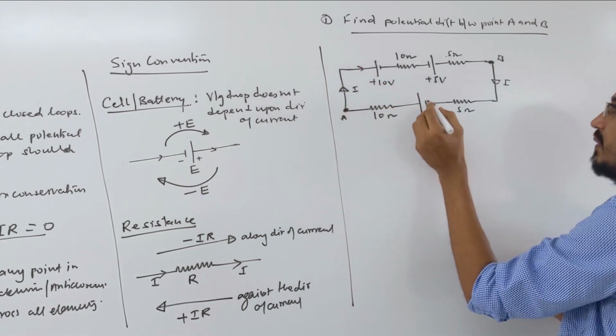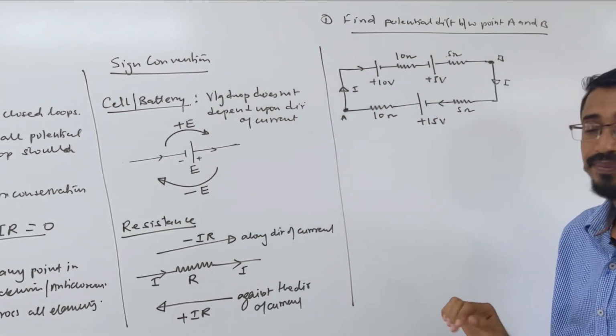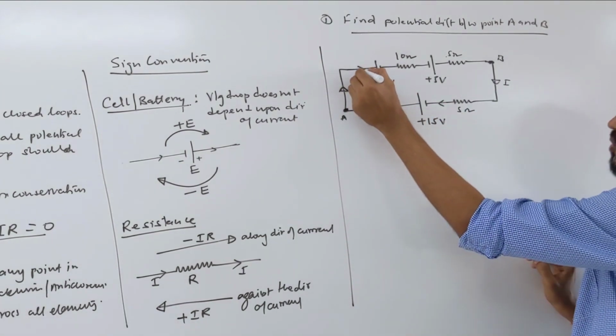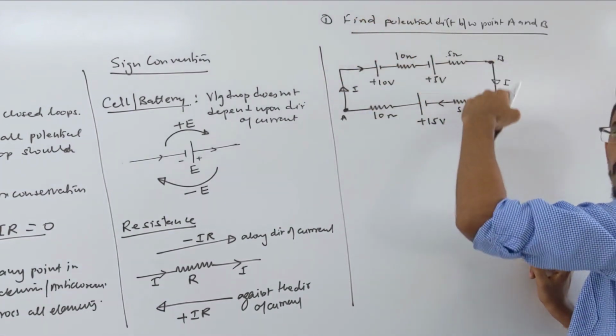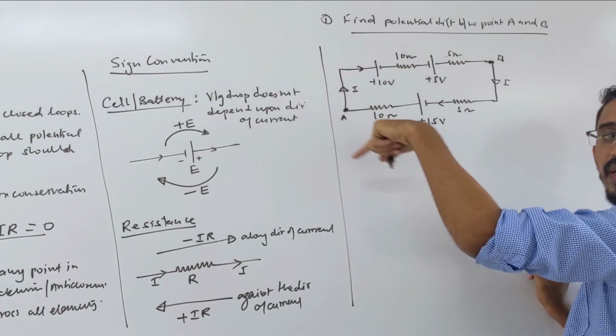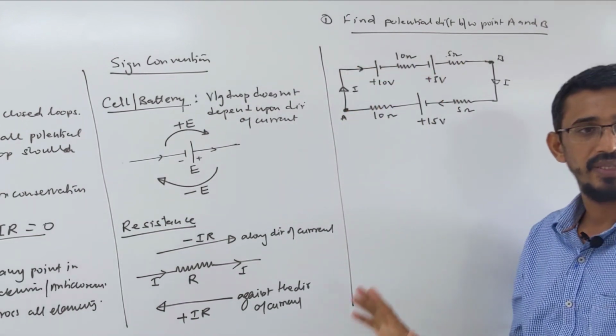Sometimes the direction of current will be given, sometimes you have to write it yourself. This is the direction of current, clockwise flowing. Why? Because plus 15 and plus 5 are producing clockwise, and the plus 10 battery is producing anti-clockwise. So these batteries are bigger.